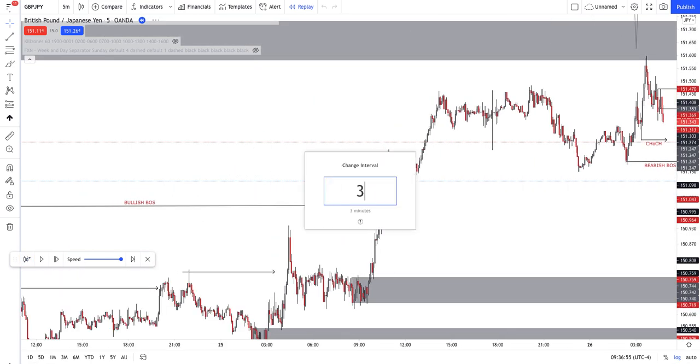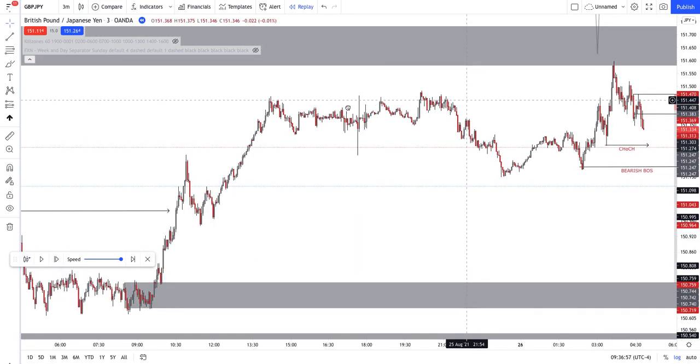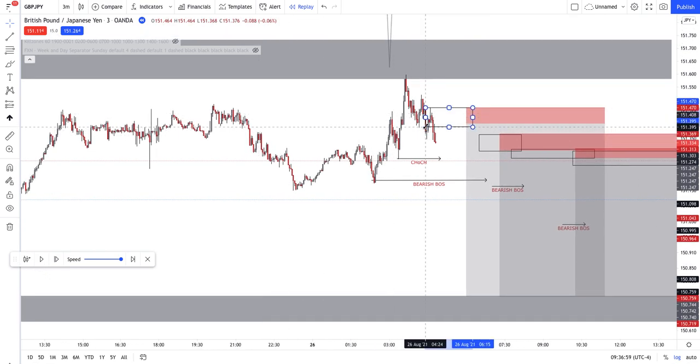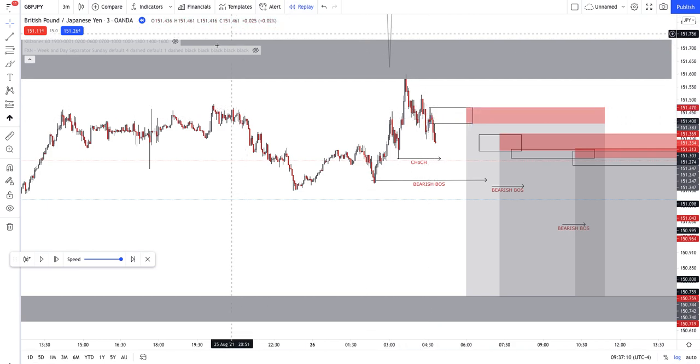Now if we head over to the 3-minute, what can we see? Look at that. You see this indecision candle right here? The body lies in the center and wicks on either side. However, you'd set your stop loss at the wick above here, right? So we took entry on this and we set a stop loss right there.